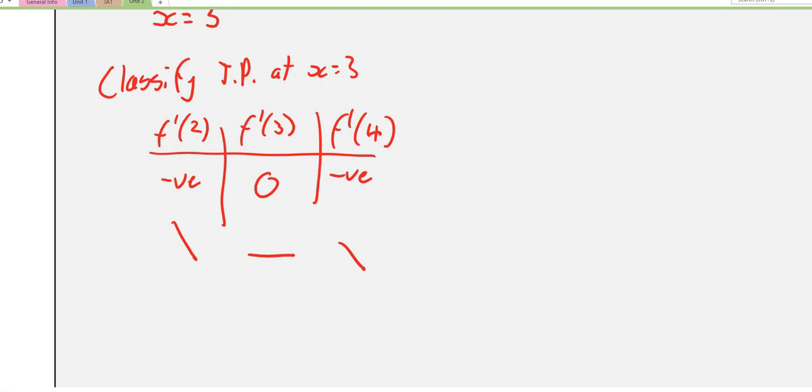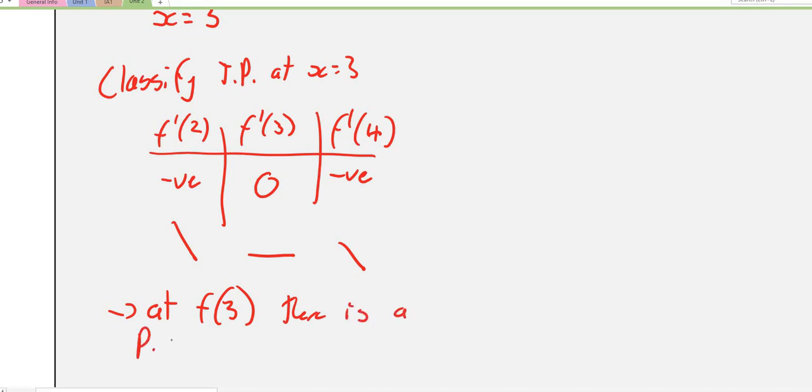What type of turning point is that? Yeah, the point of inflection. So it's a point of inflection falling. Therefore, at f of 3, there is a point of inflection falling. And generally speaking, if you ever have a cubic where there's only one turning point, it will be a point of inflection.